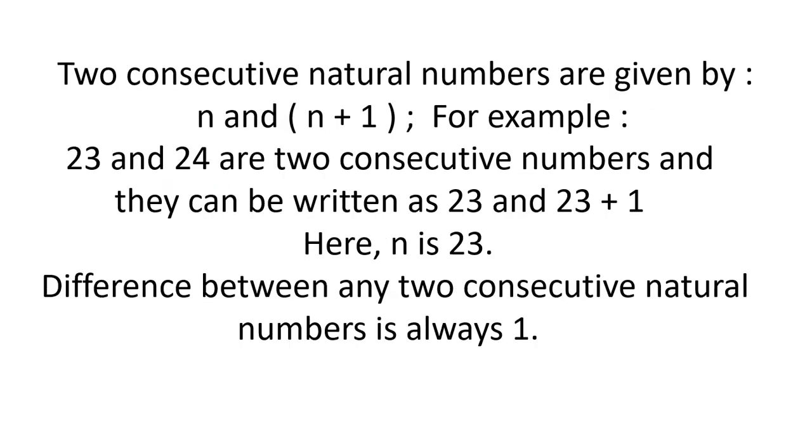Two consecutive natural numbers are given by n and n plus 1. For example, 23 and 24 are two consecutive natural numbers, and they can be written as 23 and 23 plus 1. And here n is 23. Difference between any two consecutive natural numbers is always 1.